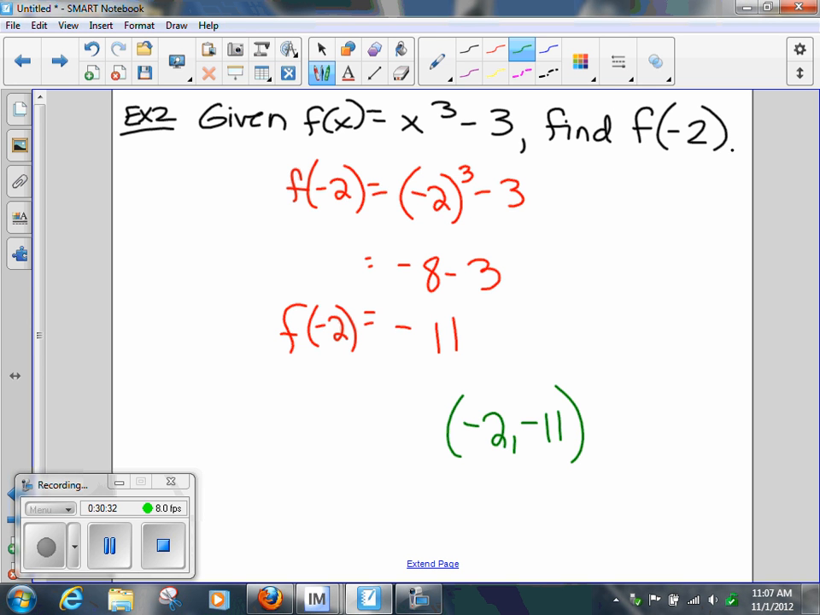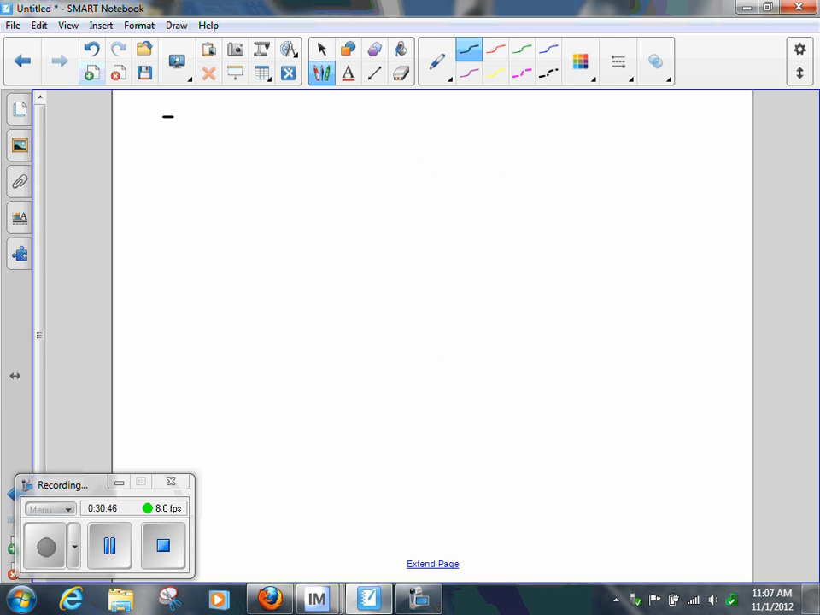Which takes the place of f of x, right? Very good. That would be the resulting ordered pair. Hey, how about this one? Because this is so easy. It's substitution, right? It's just evaluating. What about this one, though?